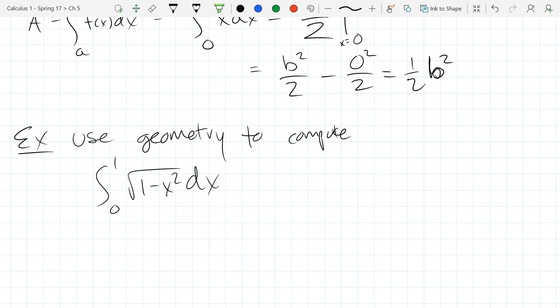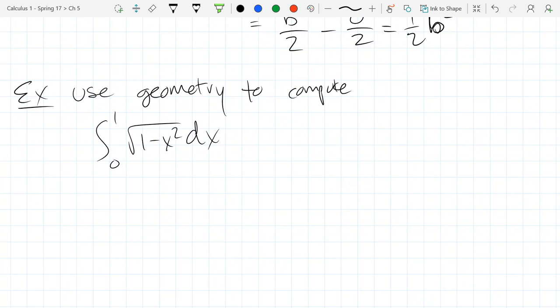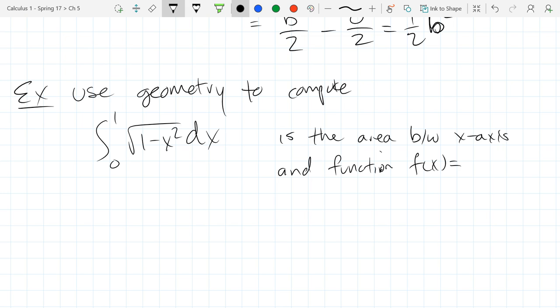To actually use calculus to evaluate this integral, you need to do a trig substitution, which doesn't happen until Calc 2. So we can't actually use calculus to integrate this. So what we're going to do instead is use geometry. So this is the area between the x-axis and the function. What function do we have here? Yep, square root of 1 minus x squared. What about our interval for x values? What interval do we use? 0 to 1.